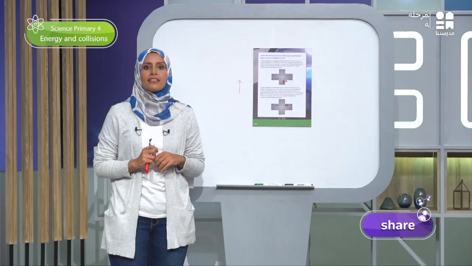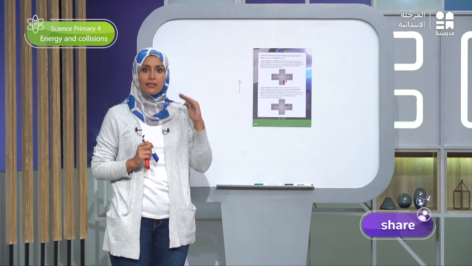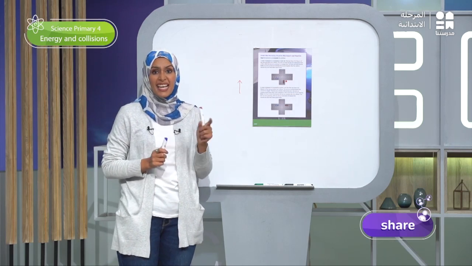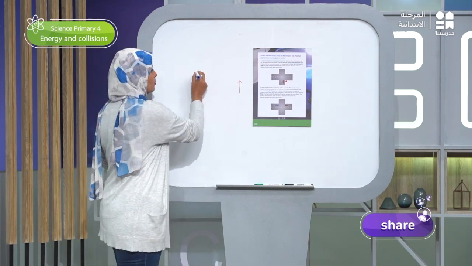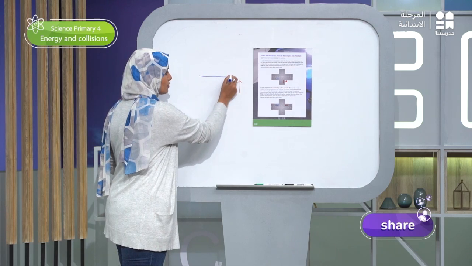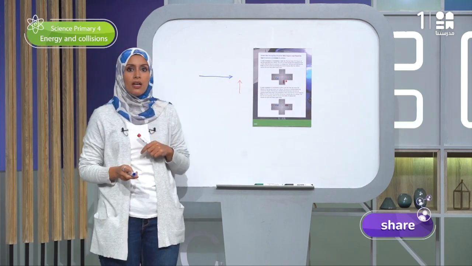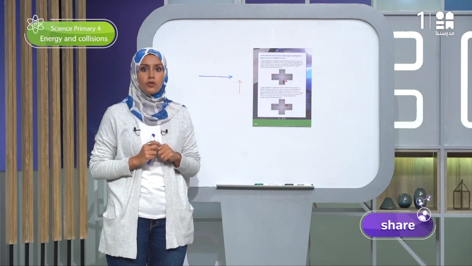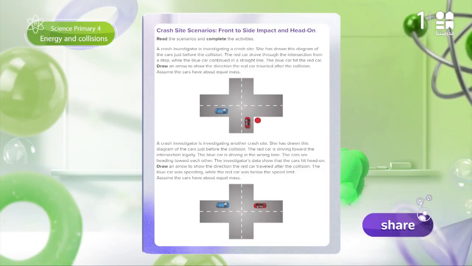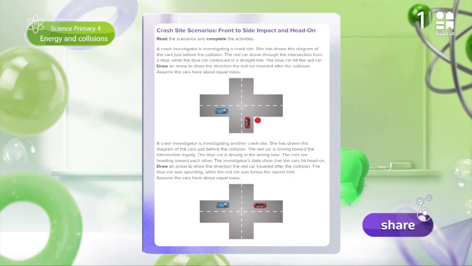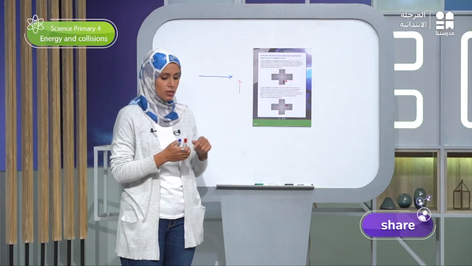Okay? And the blue car continued in a straight line. So the blue car hit the red car. The blue car was moving like this. Okay? So the blue car will hit the red car. I want you to look closely at the photo. Well, and draw an arrow that shows the direction of the red car after the collision.